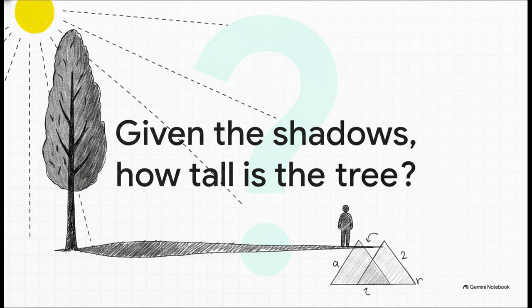You step into the shadow so that the tip of your shadow exactly meets the tip of the tree's shadow right on the ground. You're standing 2 meters away from that tip. Now, if you're 1.25 meters tall, how tall is the tree?